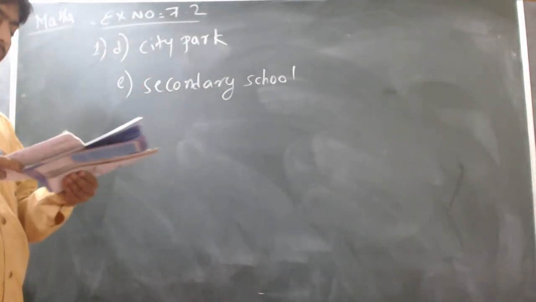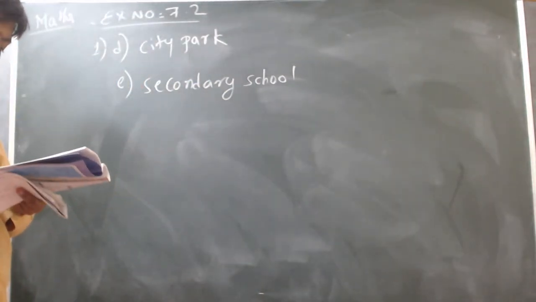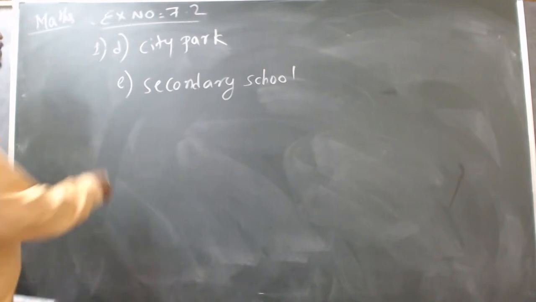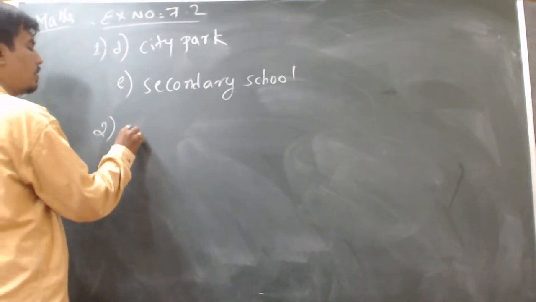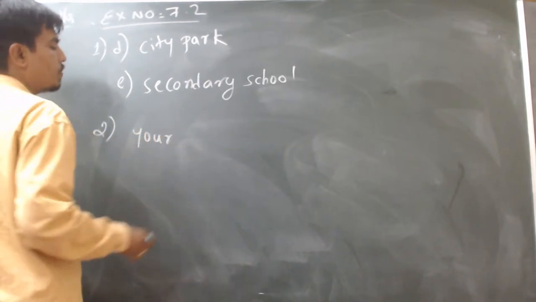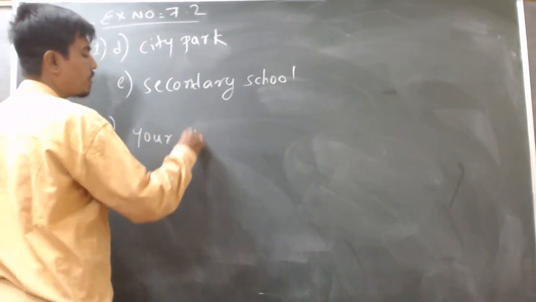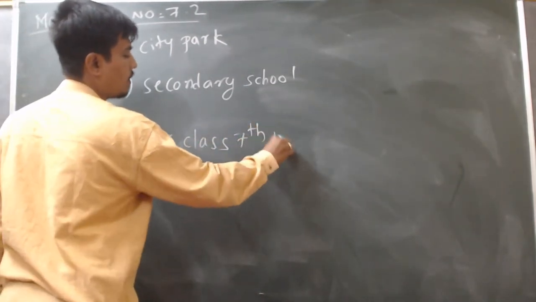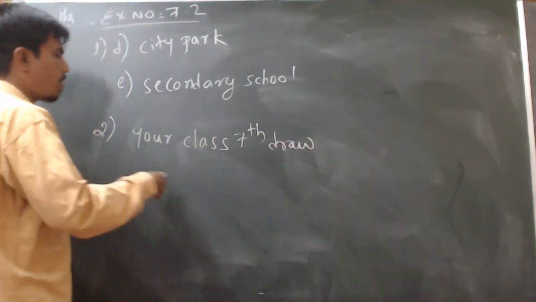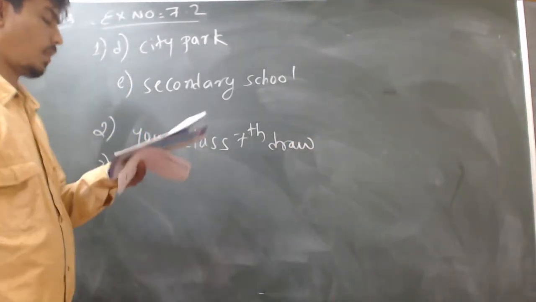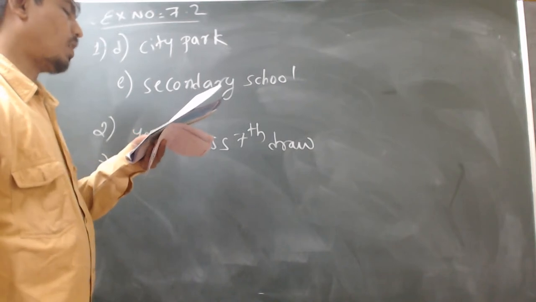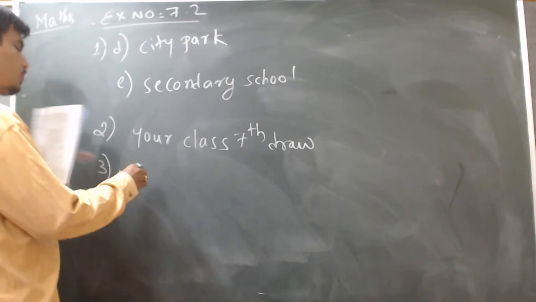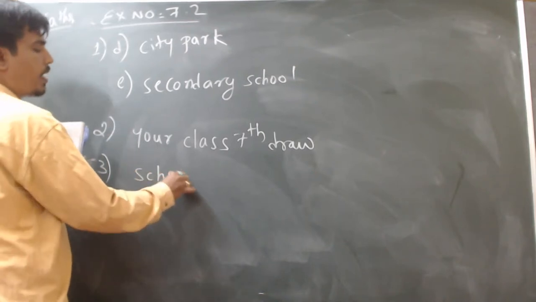And after this, we have some questions. Draw a map of your classroom using proper scale and symbols for different objects. So what you have to do? In COVID-19 there is no class, but in your 7th standard you saw your class. You observed your 7th class, no? Draw that. Third, draw a map of your school compound using proper scale and symbols. This is also yourself. We have our school compound.